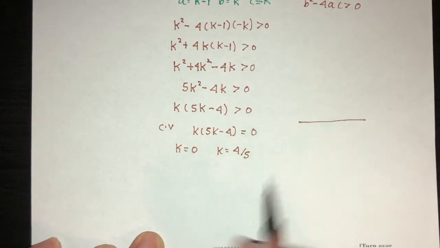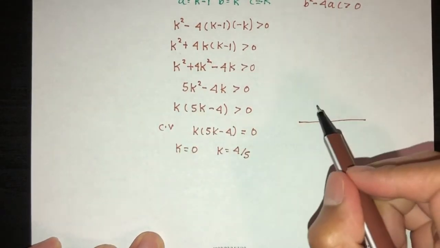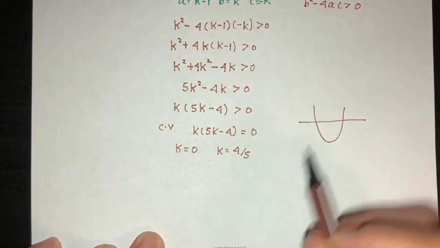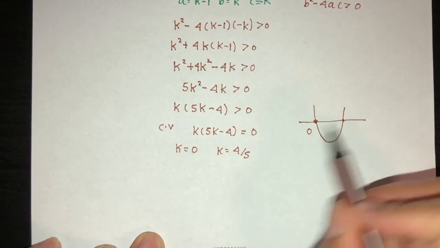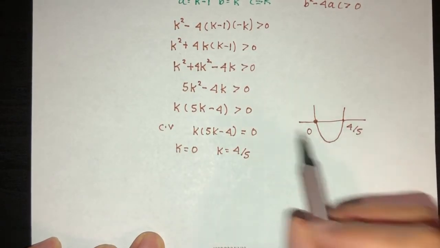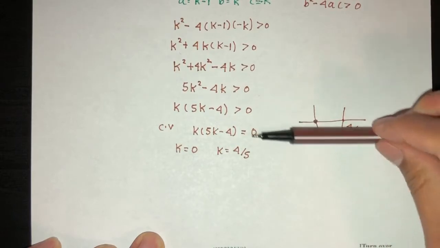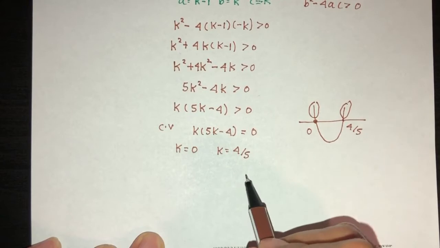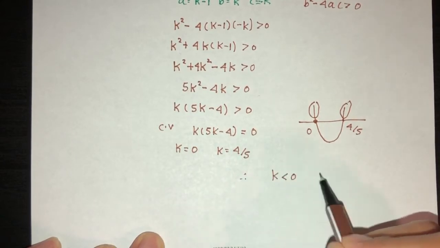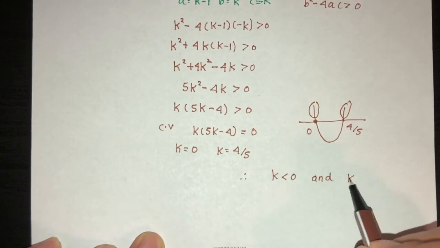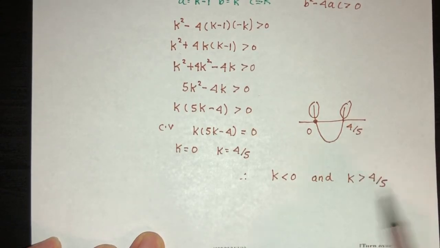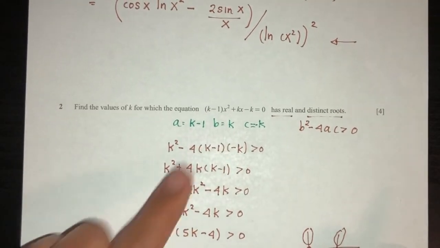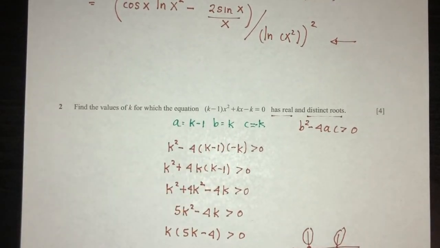Now we have to draw a small graph to represent this curve. As you can see, this is positive, so you will have to be in this shape. This is your first point 0 and this is your point 4 over 5. So we need this to be above this line. Above has to be on this side or on this side. So your values of k can be less than 0 and k can be more than 4 over 5. So this is your set of values of k that satisfy this condition. And that is your question number 2.